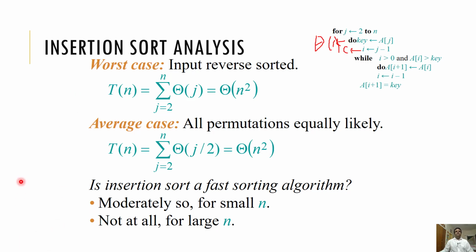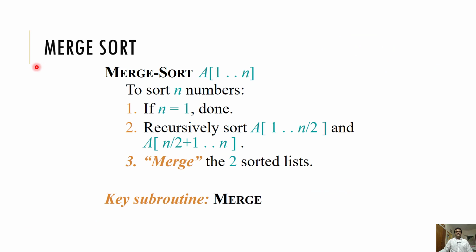So, now we want to learn a better algorithm than this, which is called merge sort. That will give us the worst case time complexity of order of n log n. So, that we will see now. Okay, so this is merge sort, which is another sorting algorithm we want to discuss.